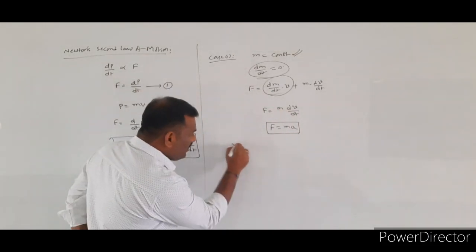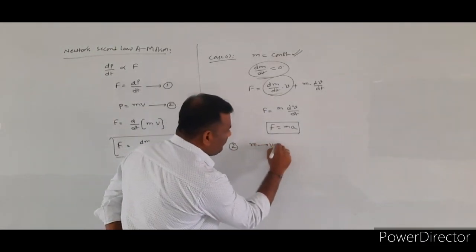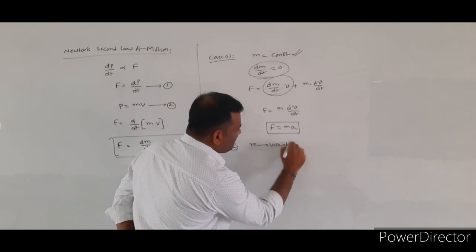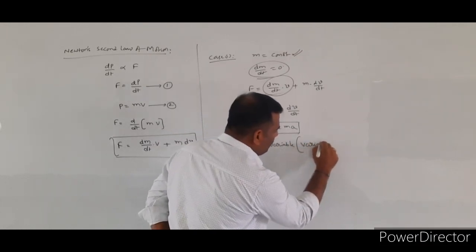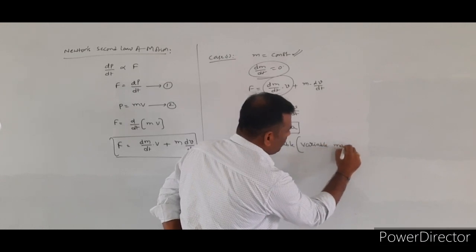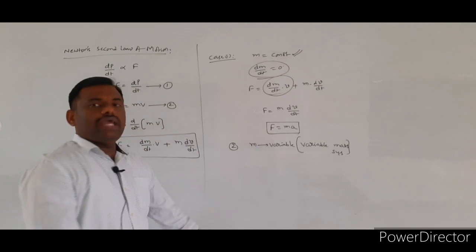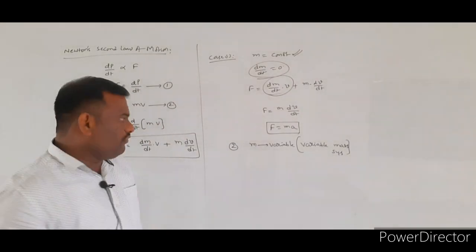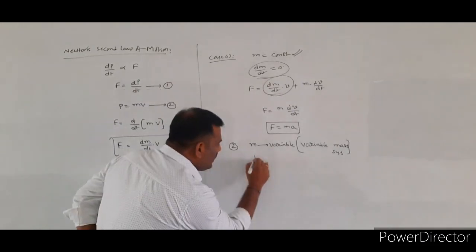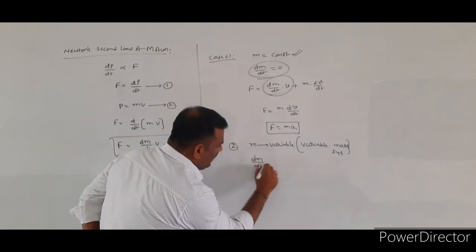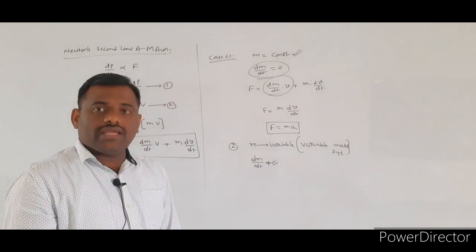Now, in case 2, I am assuming that the mass of the system is a variable. It is also called a variable mass system. For the variable mass system, we have to derive the expression for the force. If the mass is variable, dm by dt is not equal to 0.